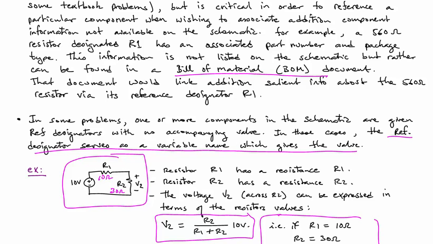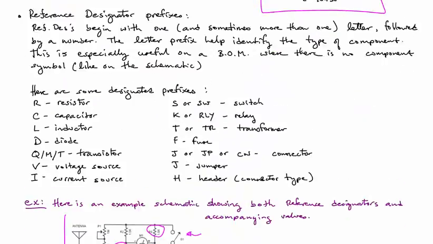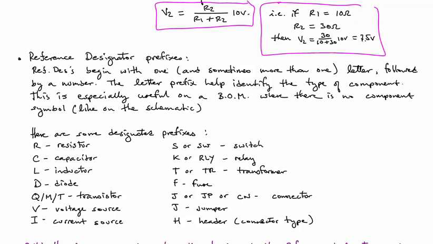When we're in a class like ENP 231 and you're mostly just analyzing circuits, you really in the end just want to know the value of, say, a resistor. You don't care about the package. But when it comes time to actually designing schematics, creating schematics that actually will be built, then the bill of material becomes very important. Okay, here are some reference designator prefixes.